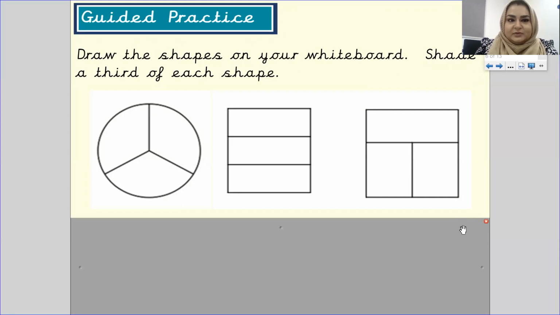Now, guided practice number 2. Draw the shapes on your mini whiteboard and shade a third of each shape. Okay, pause the video now and work out the answer.